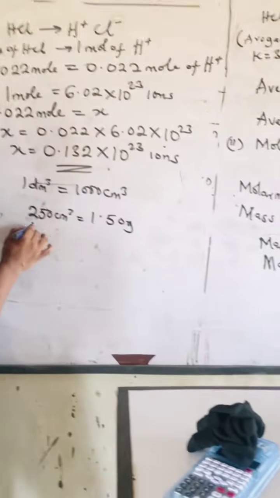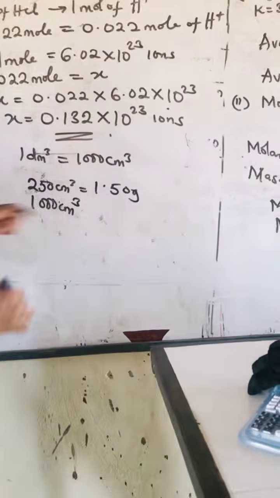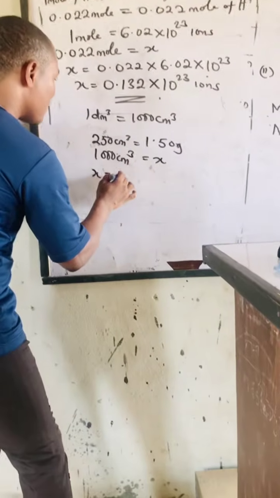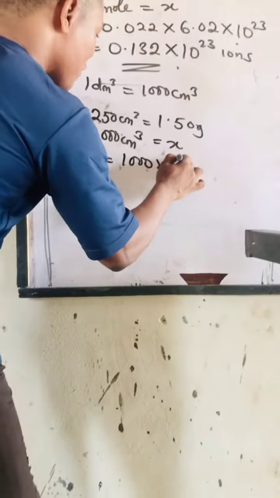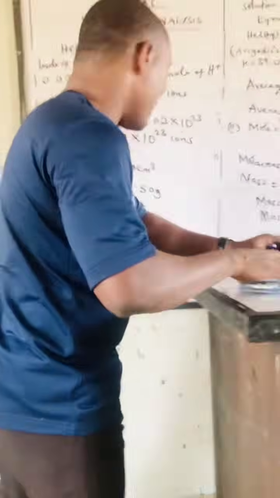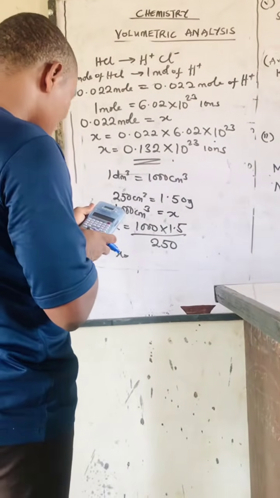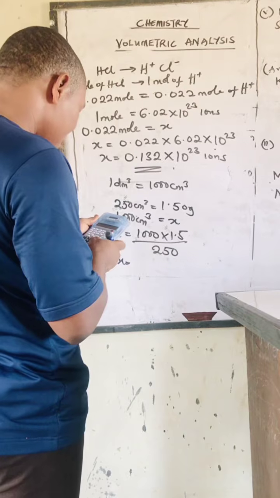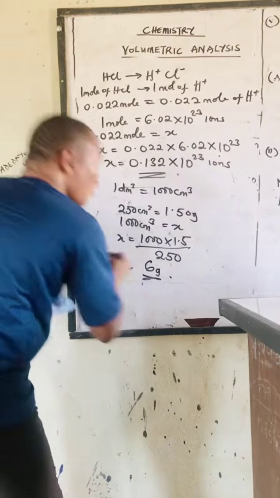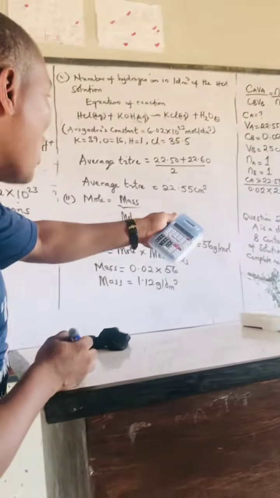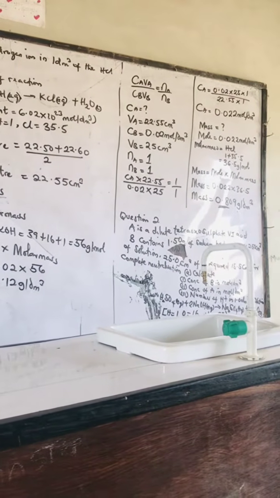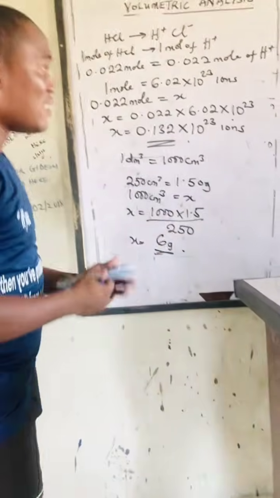1.50 gram, it means in 1000 centimeter cube, which is what they asked us to look for, mole per dm cube, will be equal to X. So my X becomes 1000 times 1.5 divided by 250. Can you see that now? Then we have 6 gram. So in 250 centimeter cube, we have 1.50 gram of sodium hydroxide, but they asked us to look for it in 1 dm cube, which is 1000 centimeter cube. So we are going to have 6 gram.